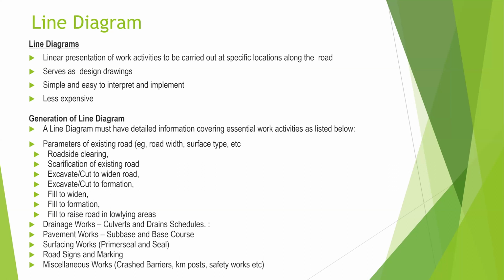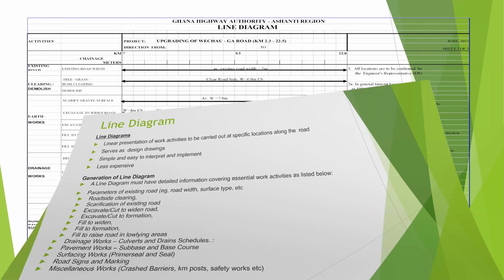And this includes your clearing that you have to do, your scarification, any excavation or cutting to widen to formation, and fill to widen, to fill to formation, drainage works, and pavement works that are required, your surfacing works, road signs and markings. So in all these activities that I've talked about, we usually present them on a line diagram, depending on the activities that are going to be carried out on the road. And so a typical example of the line diagram is shown here.